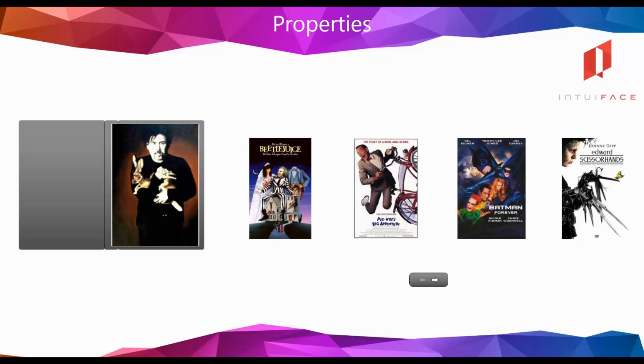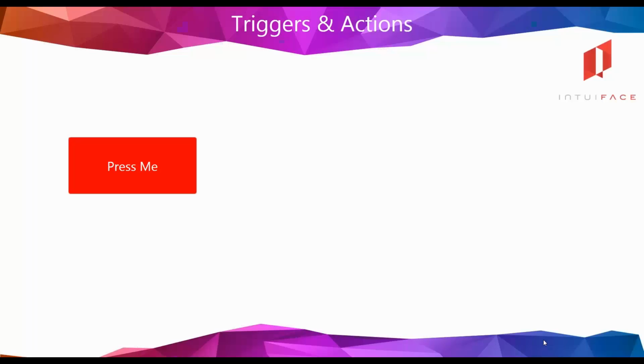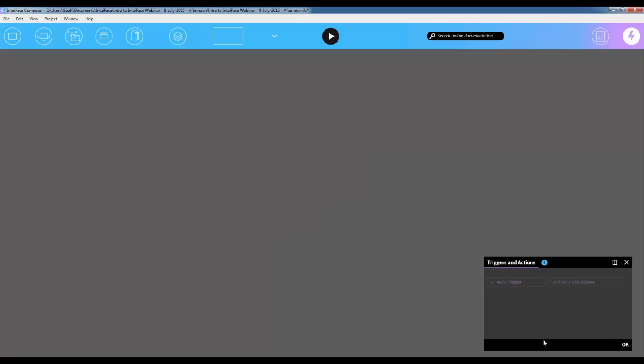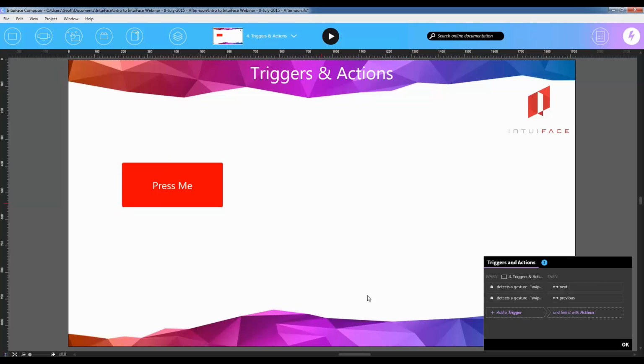Everything in IntuiFace has a trigger. Every asset type, every collection type, everything has triggers, all of them, including the space itself. Look what happens if I drag my finger in the bottom right-hand corner of the scene. I'm back to the triggers and actions space. Let's take a look. I'm on the scene itself. I'm clicking the scene itself, not the button, not the text.